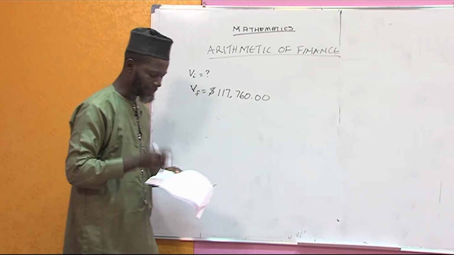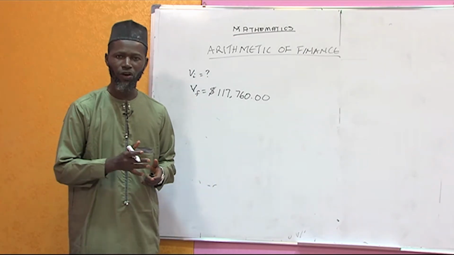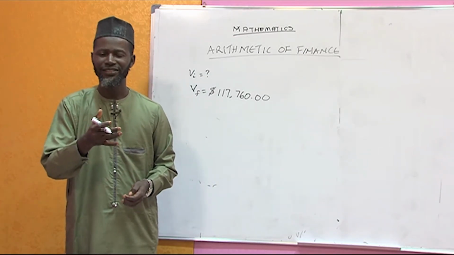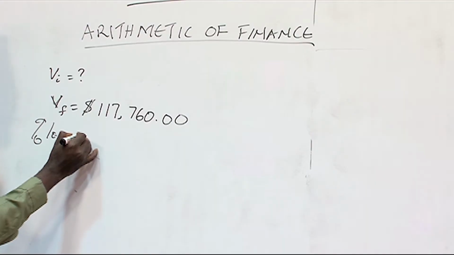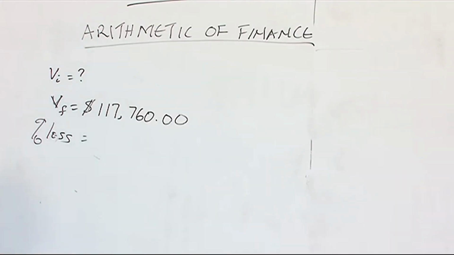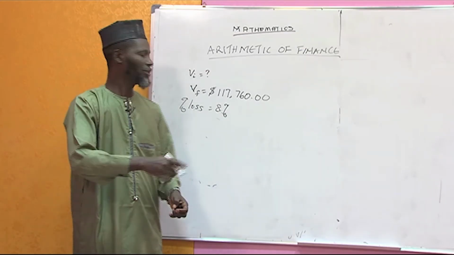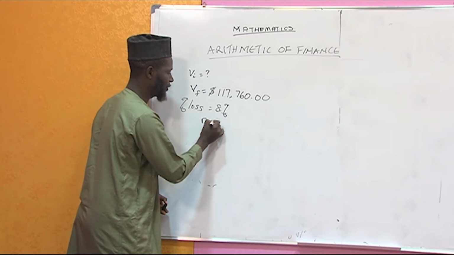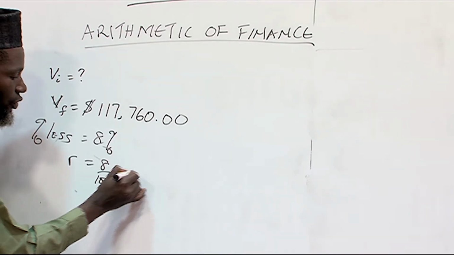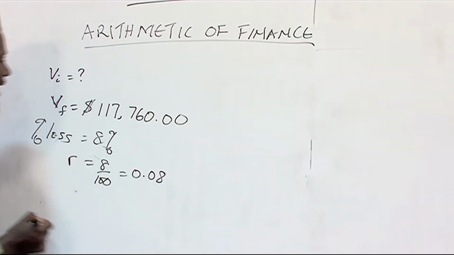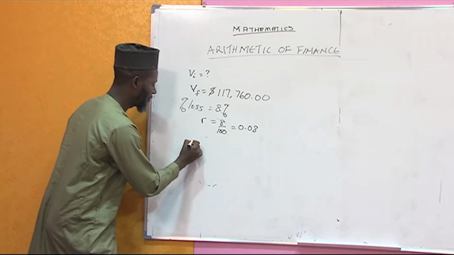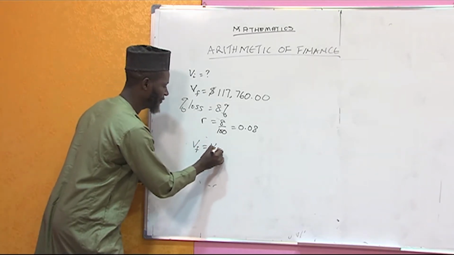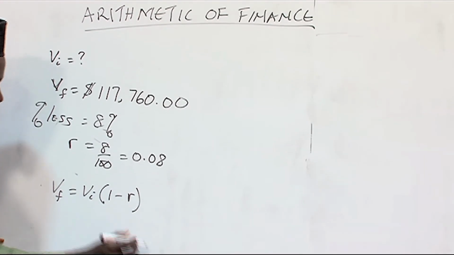So now let me ask you: is it a profit, or is it depreciation or inflation? Depreciation, because he lost a percentage, that is 8%, because the agent received 8%. So we have our R rate equal to 8 over 100, which is equal to 0.08. For depreciation, final value is equal to initial value into bracket 1 minus R, raised to power n.